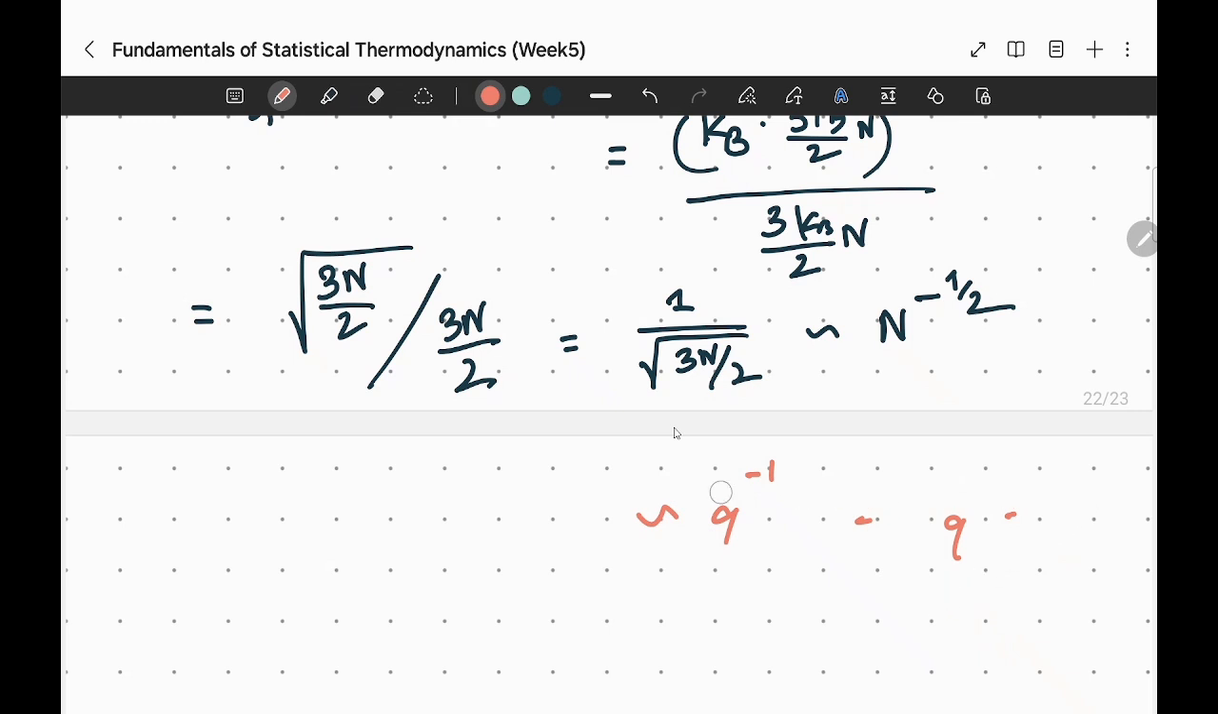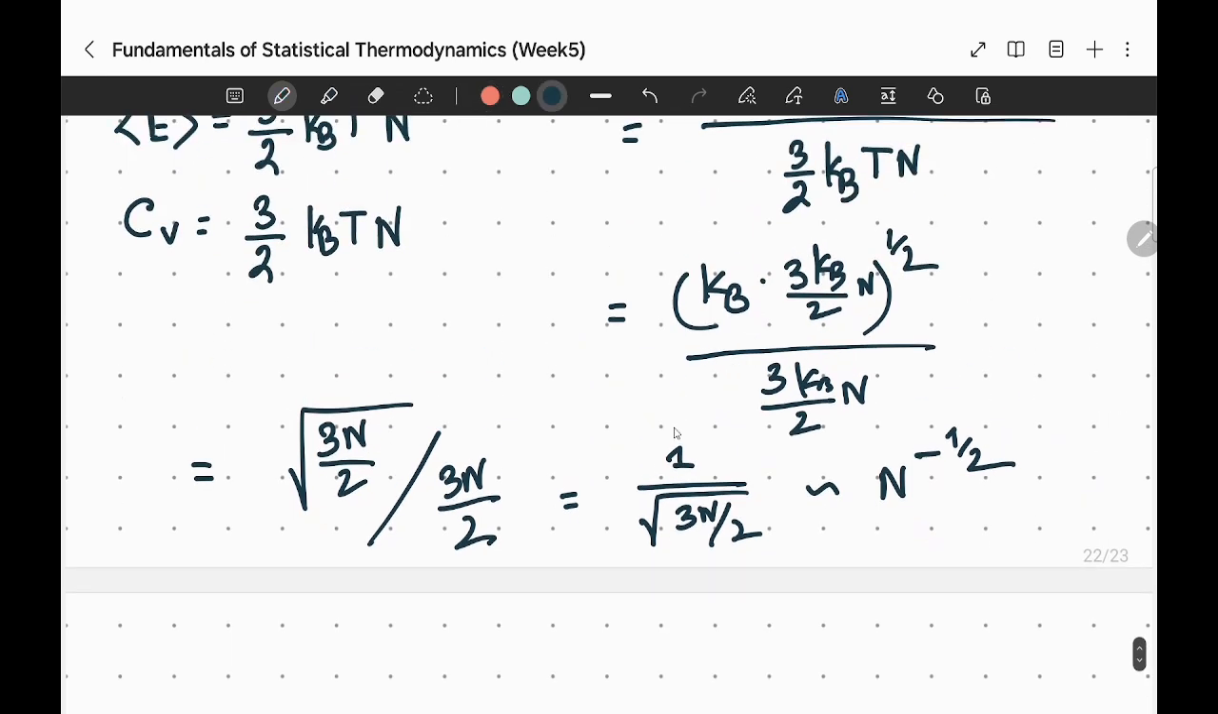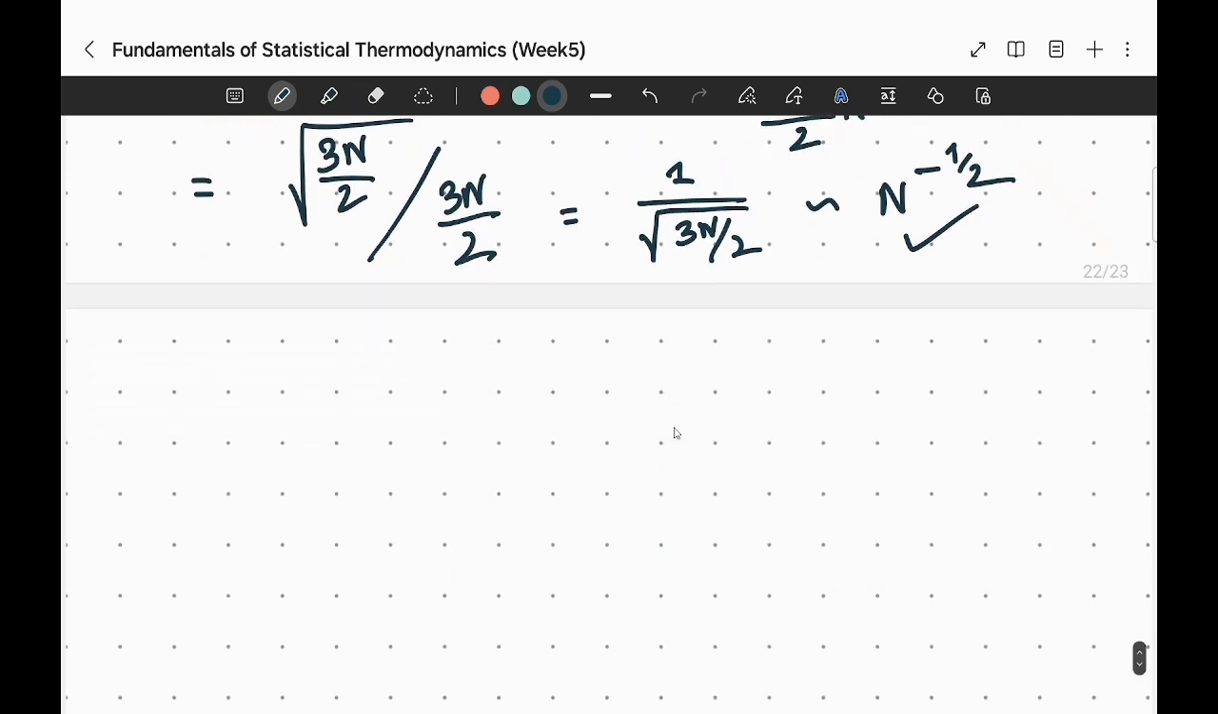It doesn't matter. So the validity of the average value always depends on the fluctuation. This is N to the power minus half. This value is very small for any macroscopic system. So what does it mean? For a typical macroscopic system, the relative deviation from the average value, that is the standard deviation, the fluctuation, N to the power minus half, is very small. That means the probability distribution of energy is narrowly peaked.